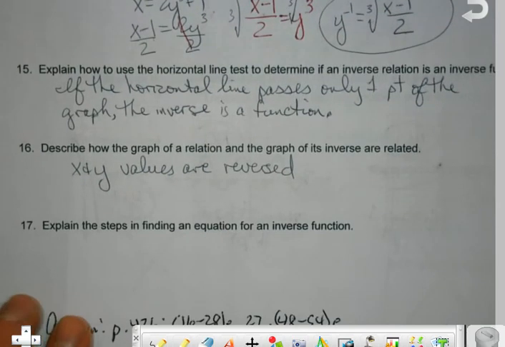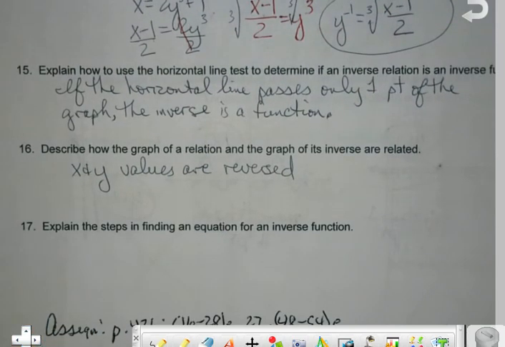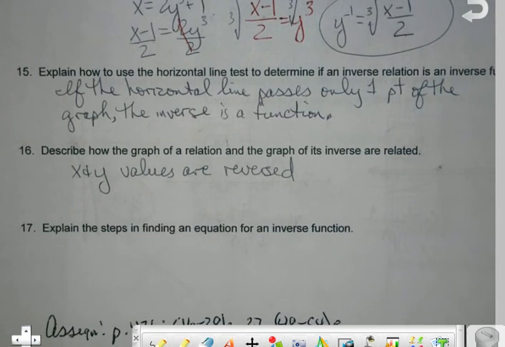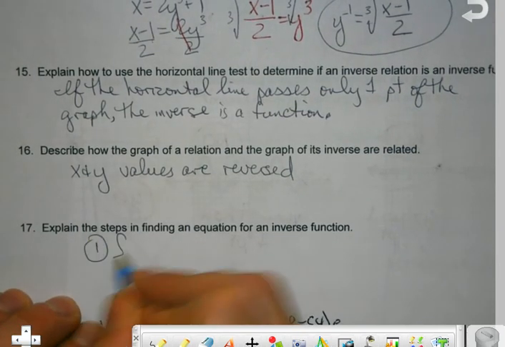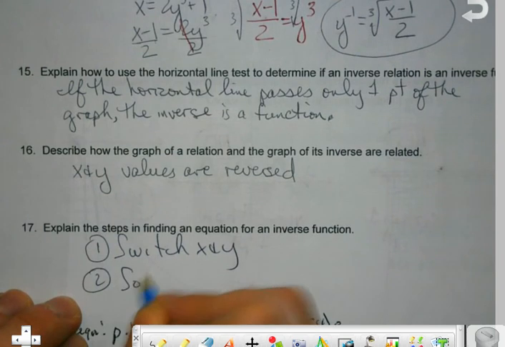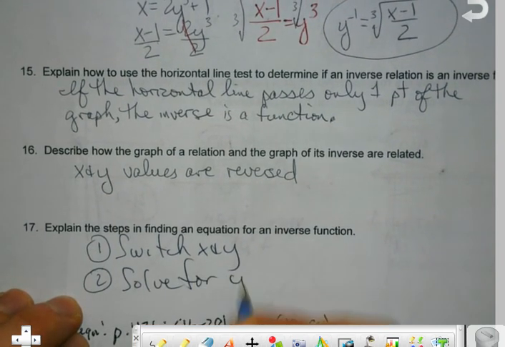But the last one on here, two steps. There's two steps to find an equation for an inverse. So if you were trying to explain to me what I needed to do for number 9 or 10 or 11 or 12, what are the two steps I have to do? Switch x and y. Yep. Switch x and y. Solve for y.